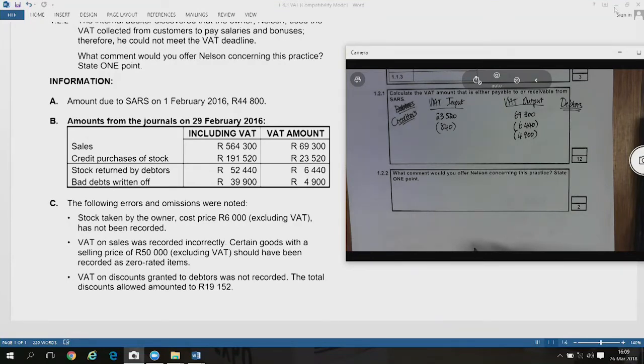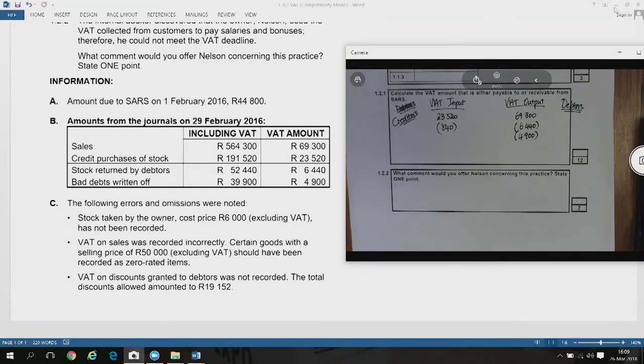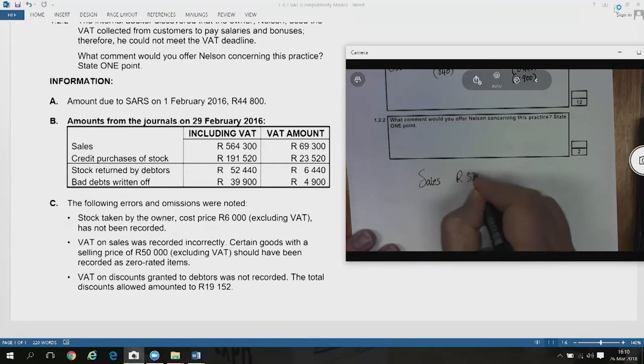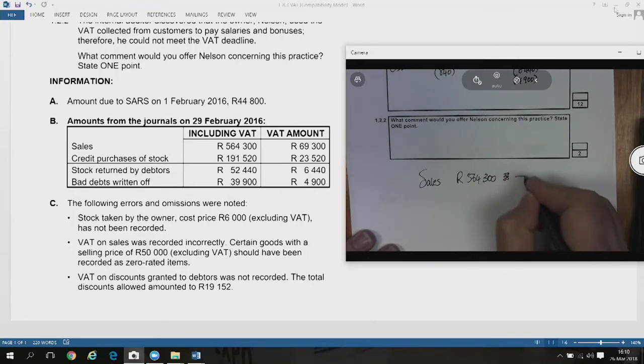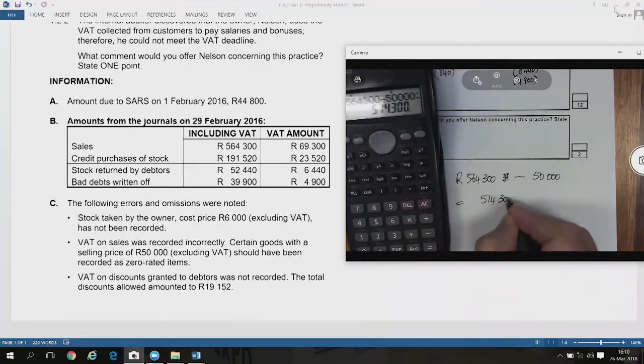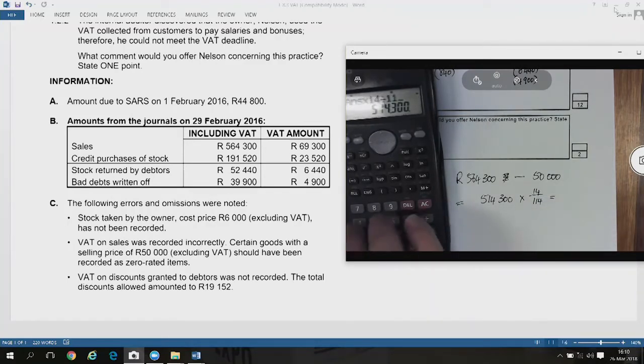VAT on sales was recorded incorrectly. Certain goods with a selling price of 50,000, excluding VAT, should have been recorded as zero rated items. So that's sales. The sales of 564,300 was wrong. No, it was not wrong. It was supposed to be minus 50,000. That gives you 564,300 minus 50,000. That gives you 514,300. And that was supposed to be times 14 over 114.